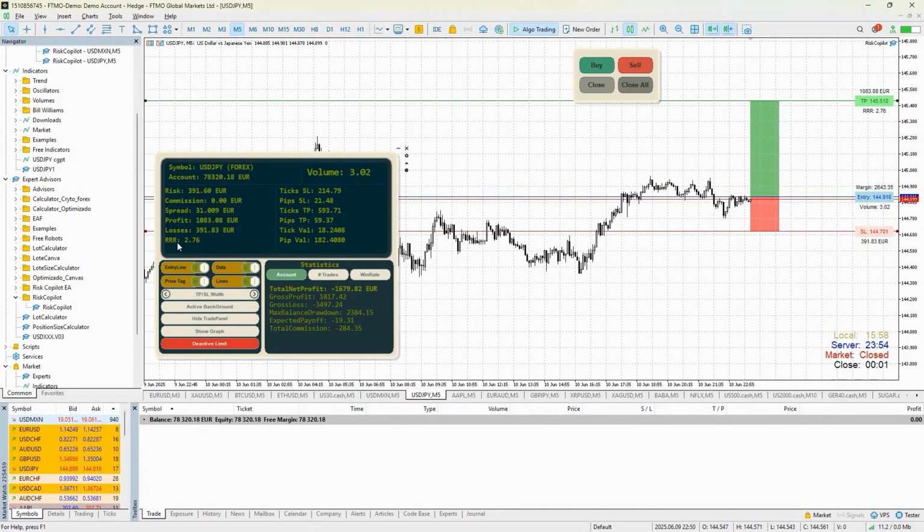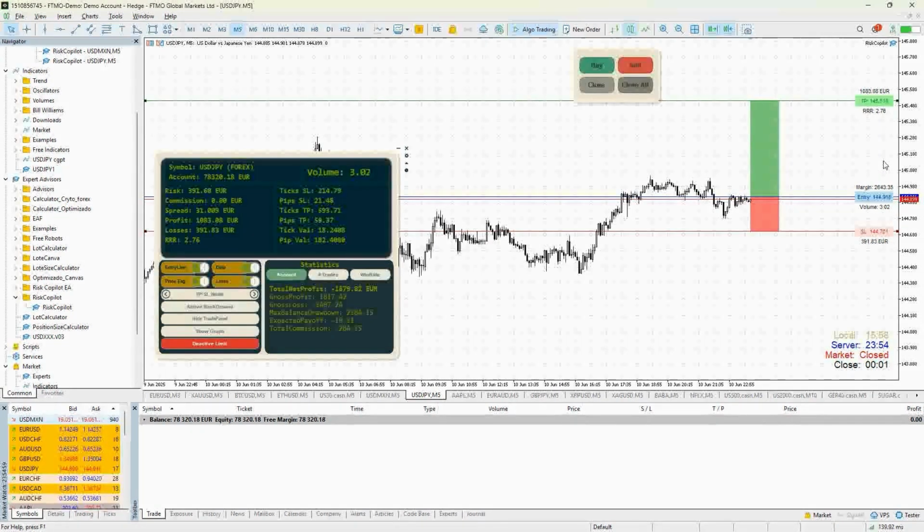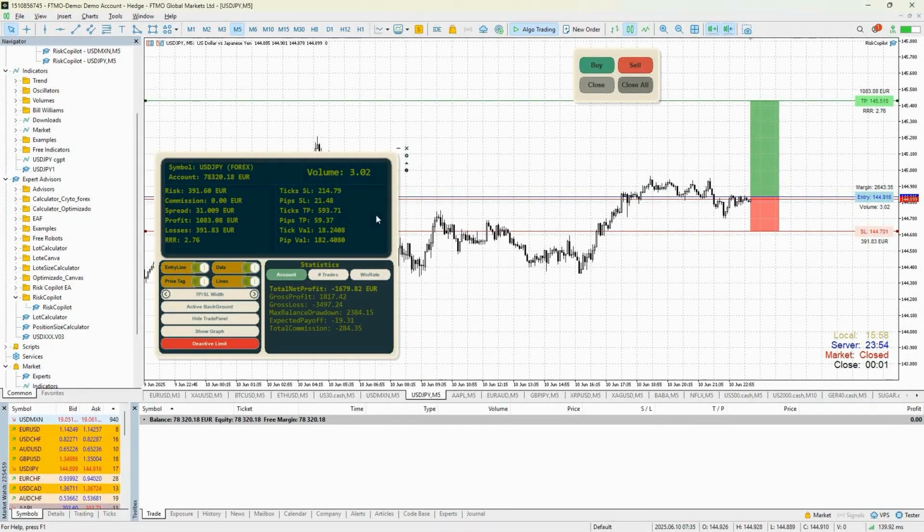How much is my RRR? How much is my loss to gain ratio, or my risk-reward ratio? How much is the volume? How many ticks to the stop loss? That is, how much distance is there from the entry line to the stop loss line in ticks? In pips, remember? Tick is the last decimal, pips is the penultimate decimal. For some who do intraday, who do scalping, who do edge, the ticks are very important because they are very small movements of the market. Here it tells you how much is the value of each tick, how much is the value of each pip, as well as the ticks to the take profit and the pips to the take profit.